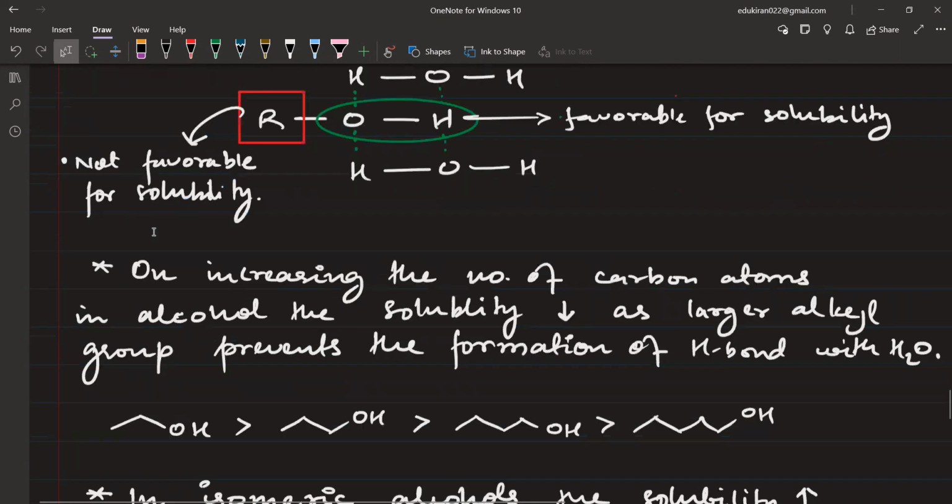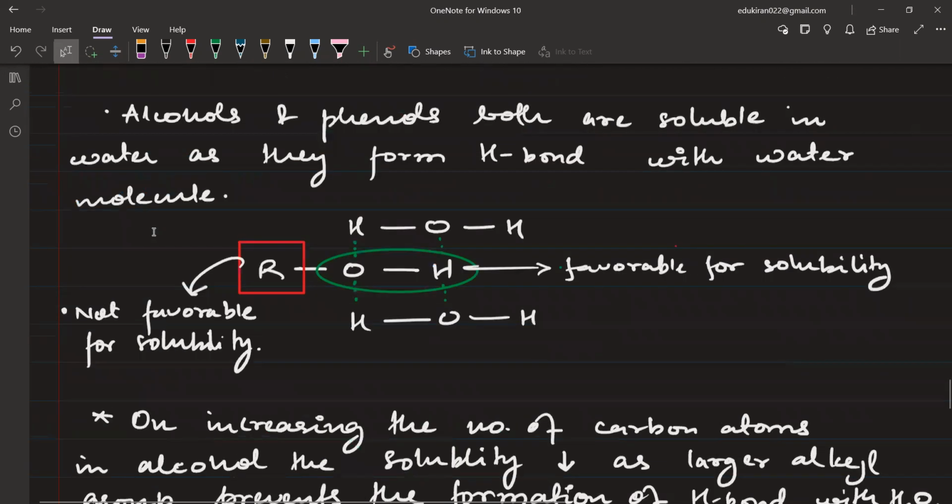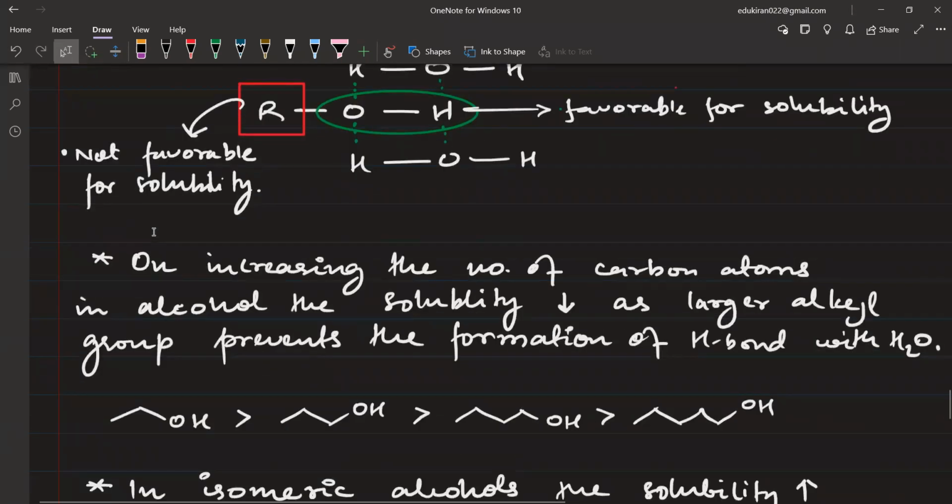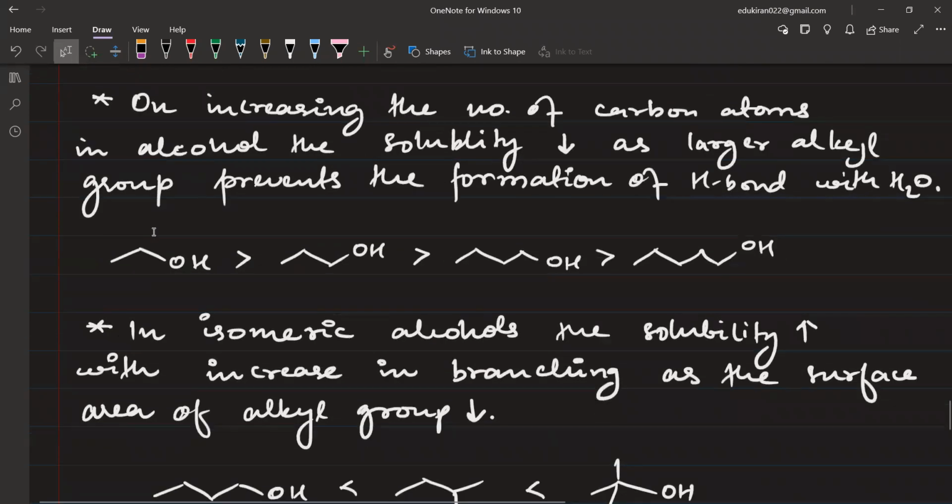In solubility, we saw that there are two parts in alcohol. One is favorable for solubility and one is not favorable for solubility. Now, the favorable part is almost constant. It is always OH. And the not favorable part may change. It may increase or decrease the number of carbon atoms, or it may increase or decrease the number of branching. If we increase the number of carbon atoms, then what is going to happen? Then the large alkyl group is going to prevent the alcohols from forming hydrogen bonds with water, and that is why the solubility decreases. Increase in number of carbon atoms decreases solubility.